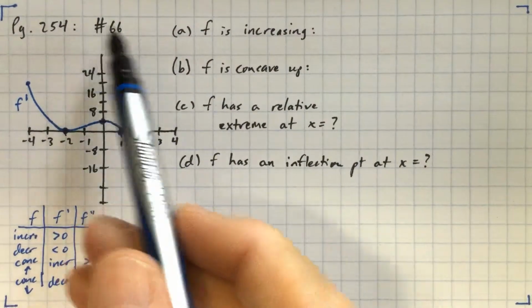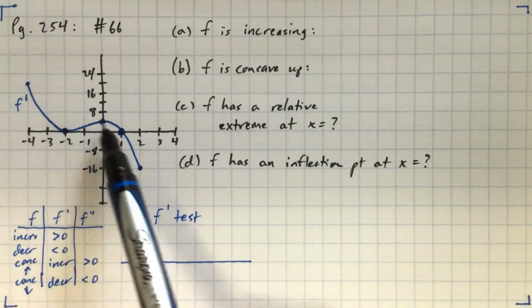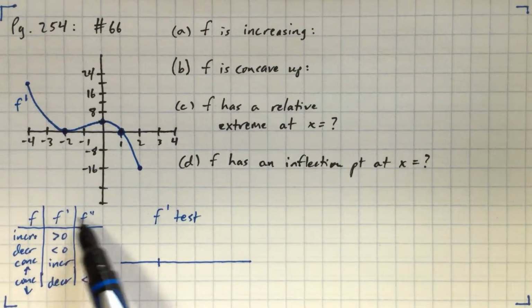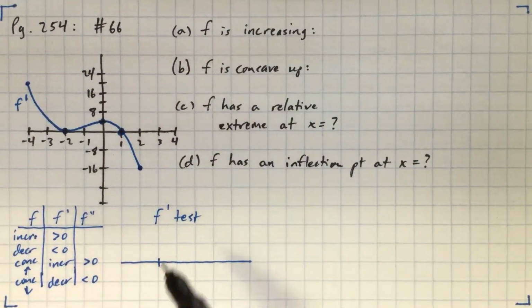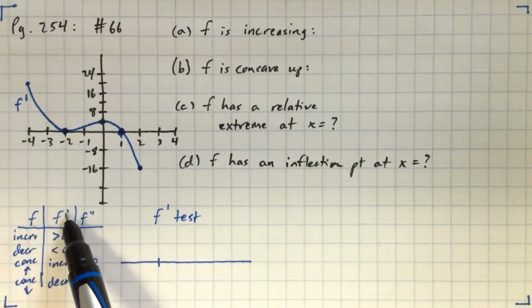So for problem 66, we're trying to answer questions about the function f given the graph of f prime. Here we have the relationships between f prime and f double prime. For part A, we're trying to find when f is increasing. So if we want to know when f is increasing, we have to look at the sign of f prime.